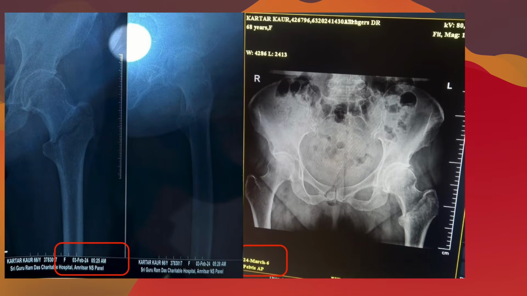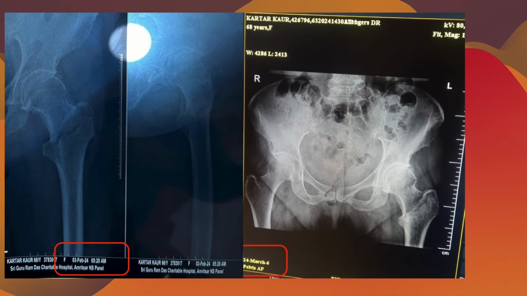The radiological evidence of union: 3rd February 2024 is the fracture, March 6, 2024 is the union. So, February 3rd to March 6th, 1 month and 3 days, the fracture is united. You can see the name of the patient, the dates and the X-rays. And this she sent me exactly in 65 days, how she was back to absolute normal, which really made my day and made me happy.